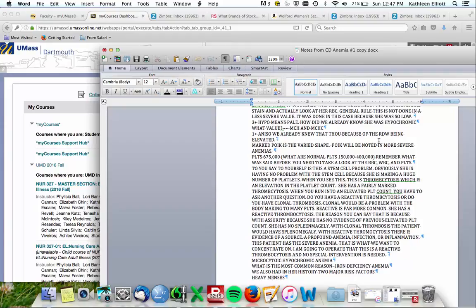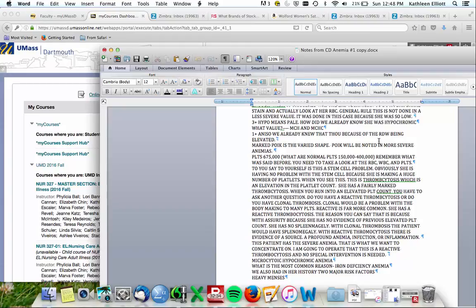Reactive is far more common. She has a reactive thrombocytosis. The reason you can say that with surety is because she has no evidence of previous elevated platelet counts. She has no splenomegaly. With clonal thrombocytosis, the patient would have splenomegaly.